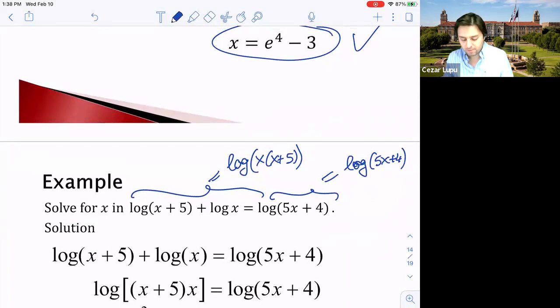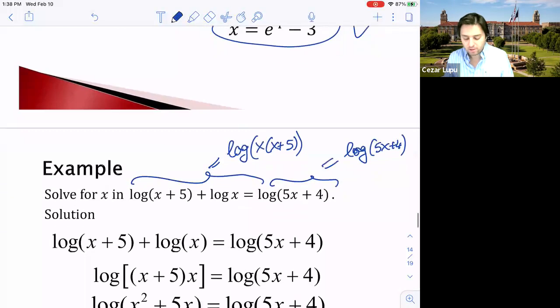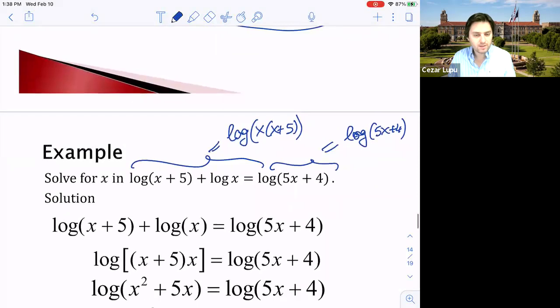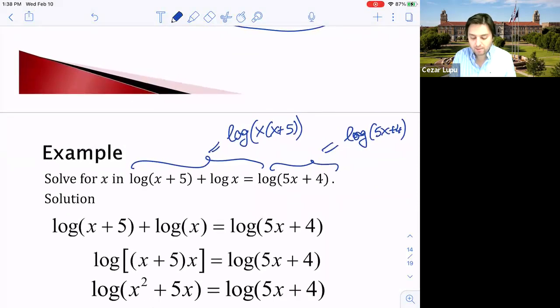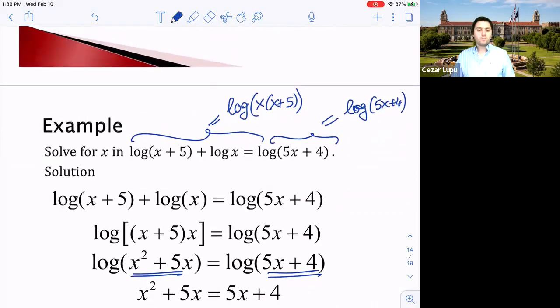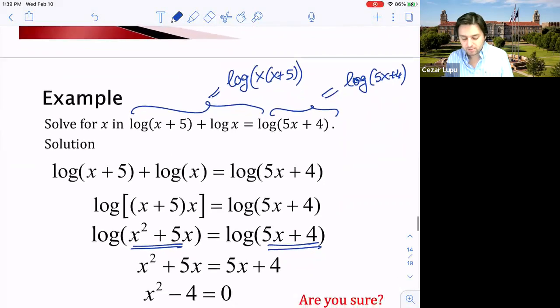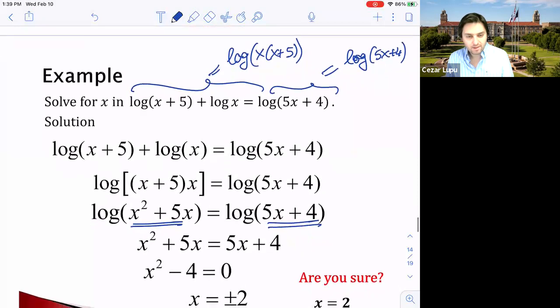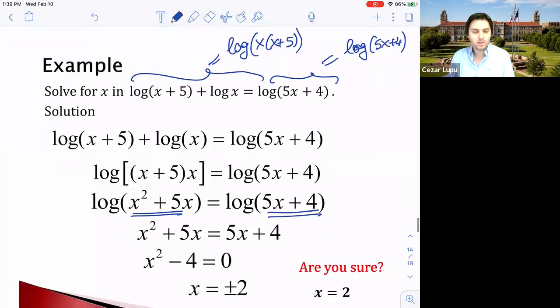So we are applying the basic properties of the log, but now we have log of something equals log of something. And of course, since my function log is 1 to 1, and they have the same base, these two quantities must be equal. So this will imply that x squared plus 5x equals 5x plus 4. And once we have this, this will be x squared minus 4 equals 0, and we have x equals plus or minus 2.